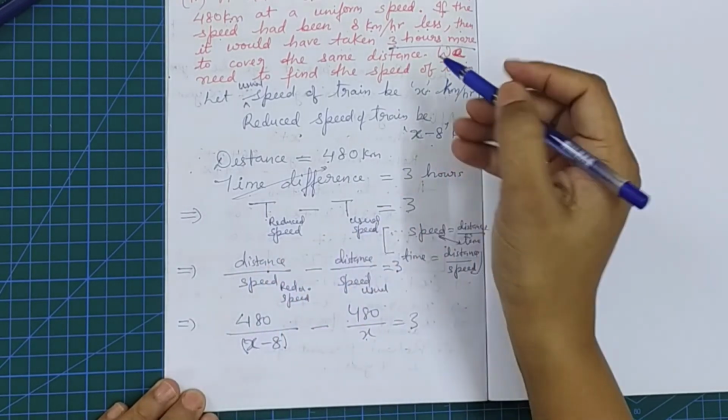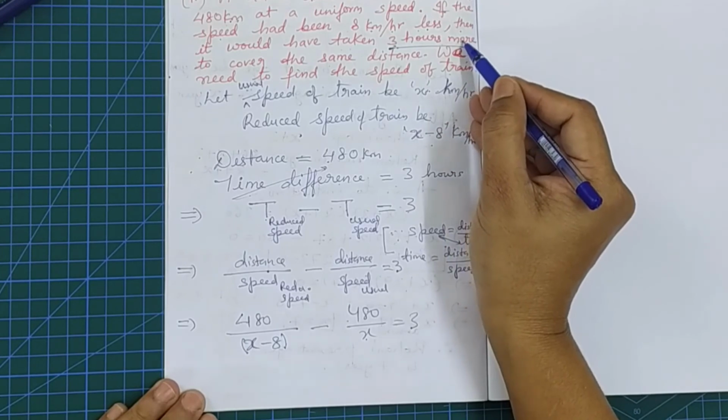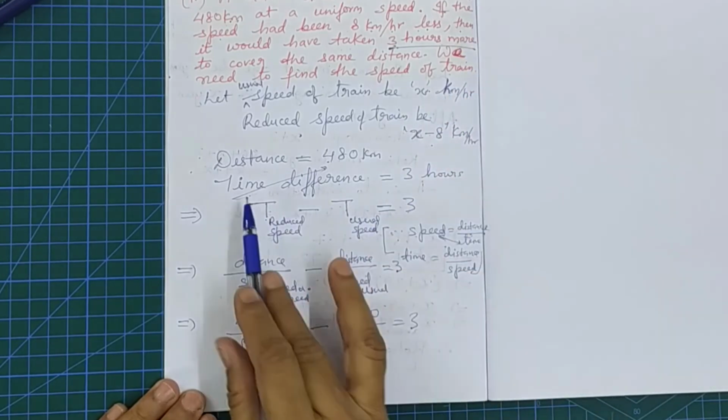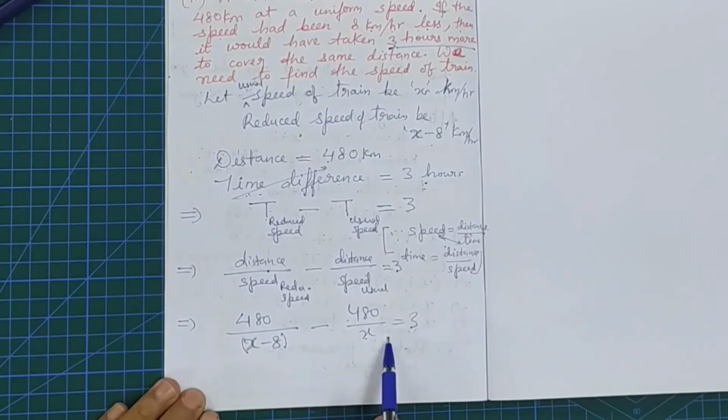In this kind of question, we should just look at the time. Beside time, if a word like more or less is written, then it is a time difference question. And this helps us to get the key expression.